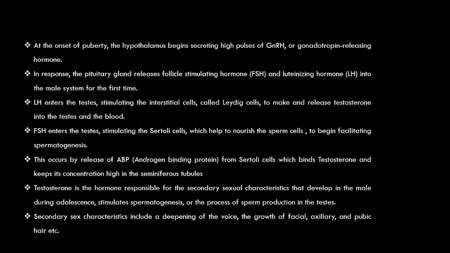The Sertoli cells release ABP, or androgen binding protein, which binds with the testosterone and keeps its concentration quite high. The testosterone is the hormone which is responsible for all the secondary sexual characters that develop in the male during adolescence. It stimulates spermatogenesis. The secondary sexual characteristics include the deepening of the voice, the growth of facial, axillary and pubic hair, etc.